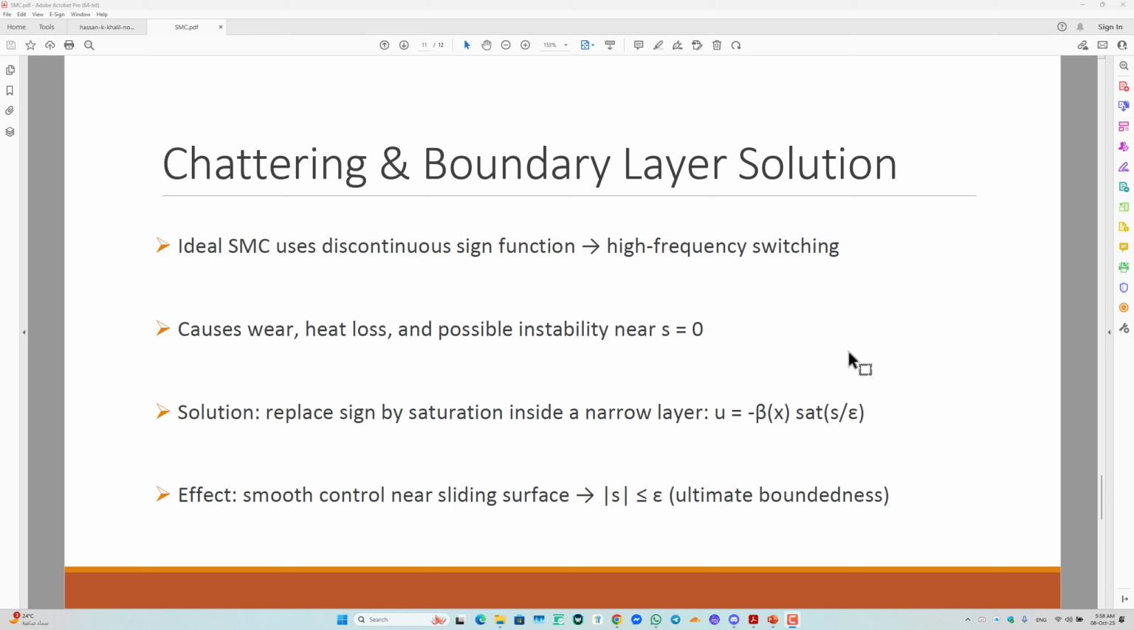For example, u equals minus beta of x sat of s over epsilon. This means that for a very small s, the control becomes smooth and continuous. Hence, the system will no longer stay exactly on s equals 0, but instead in a narrow band. The absolute value of s is less than or equal to epsilon, which will be called the boundary layer. This compromise trades a tiny steady-state error for a significant reduction in chattering. All right.